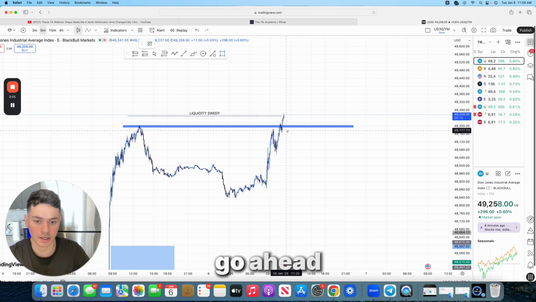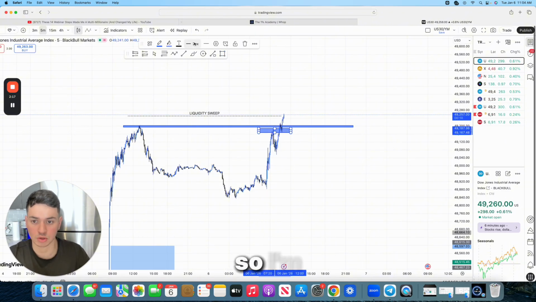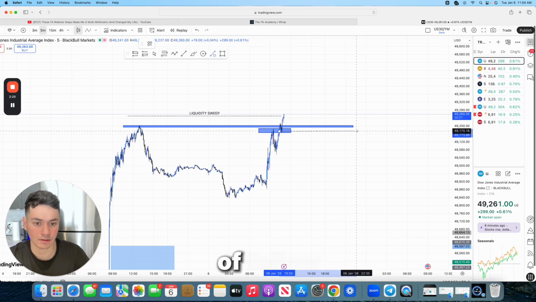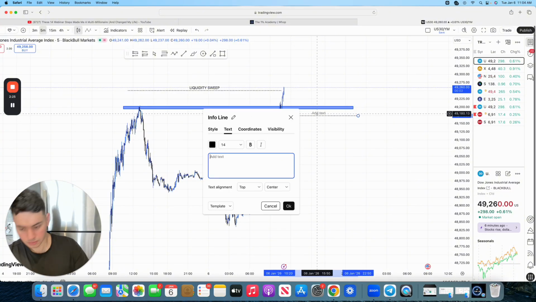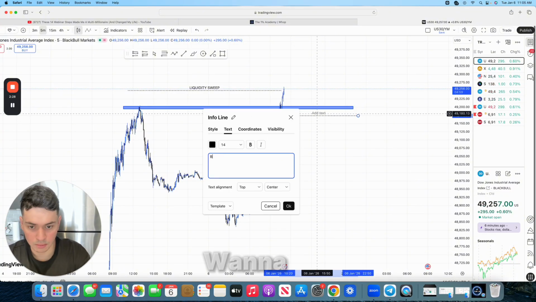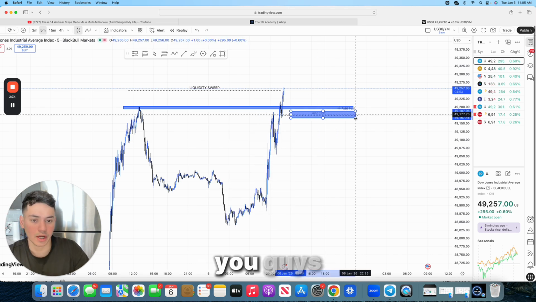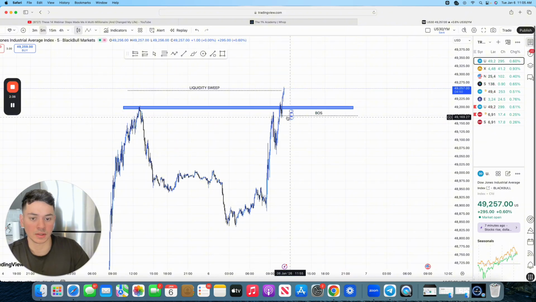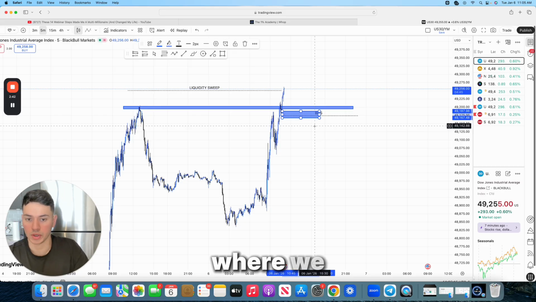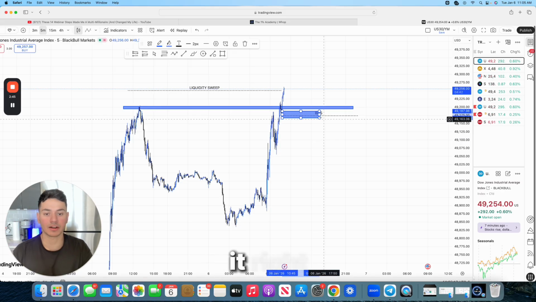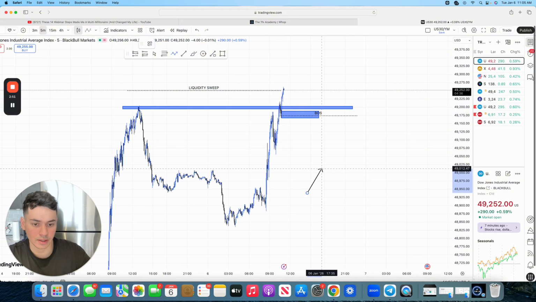I'm going to mark it for you guys. This would be the break of structure. I'm going to name it right here and make it a little higher so you can see it. I'm going to call it break of structure. I want you to understand something: a break of structure is simply the area where we would be taking the entry, but we are not going to take it right away. I'm going to explain it real quick.